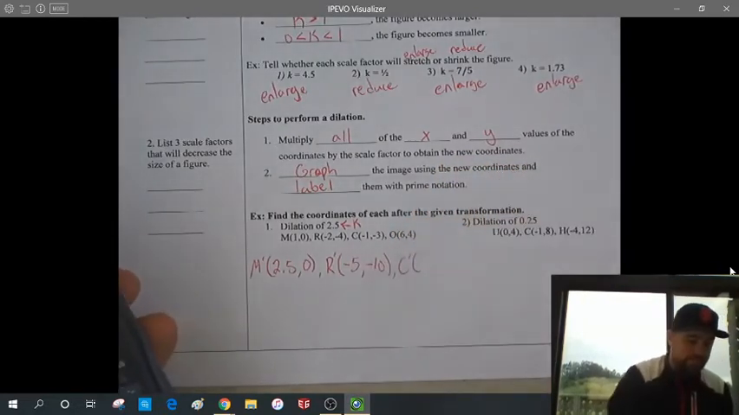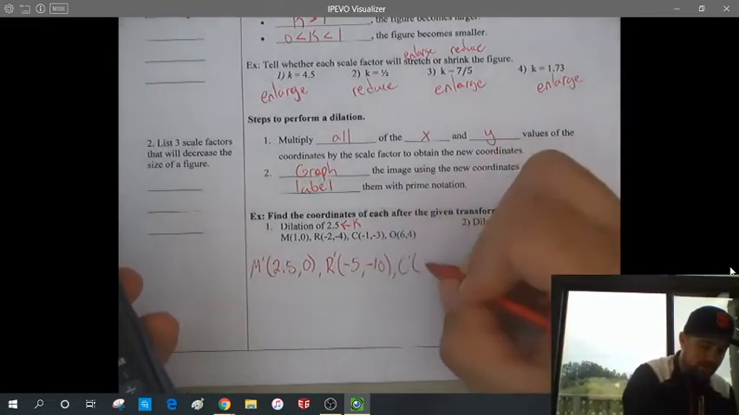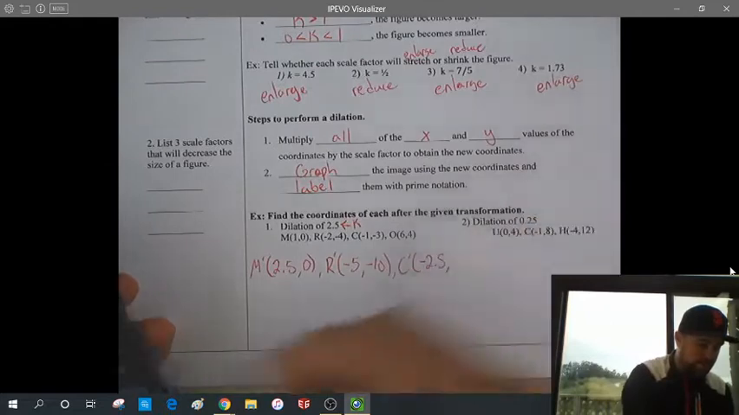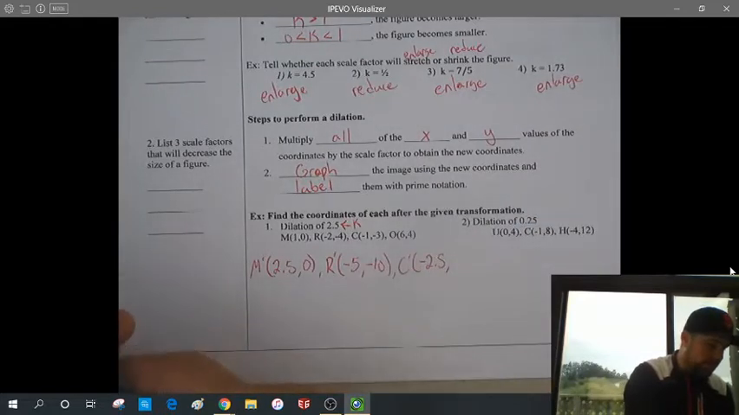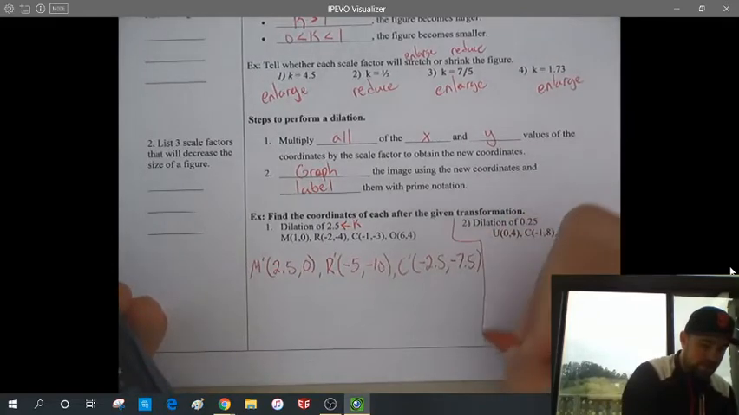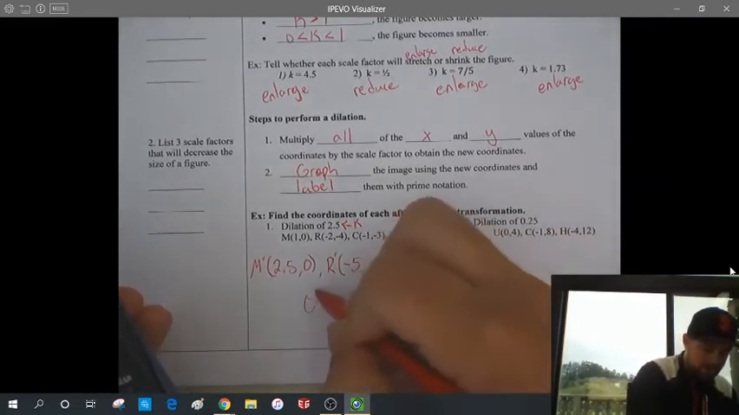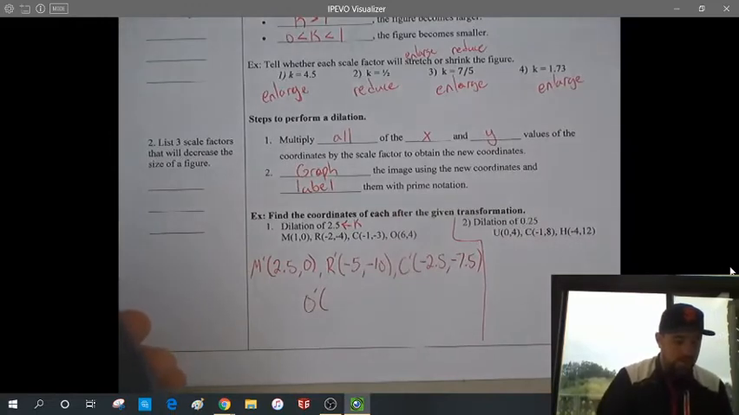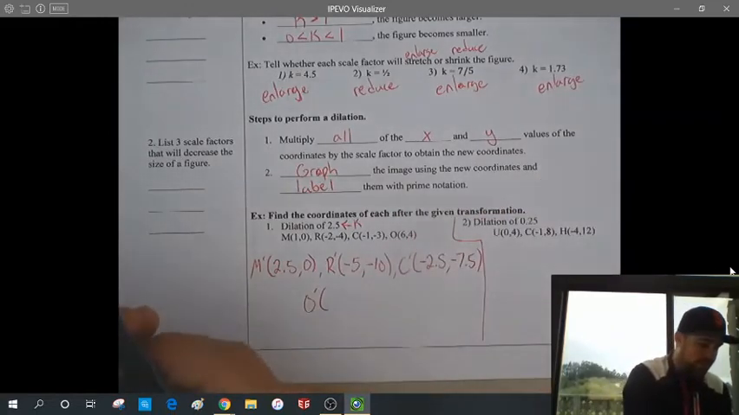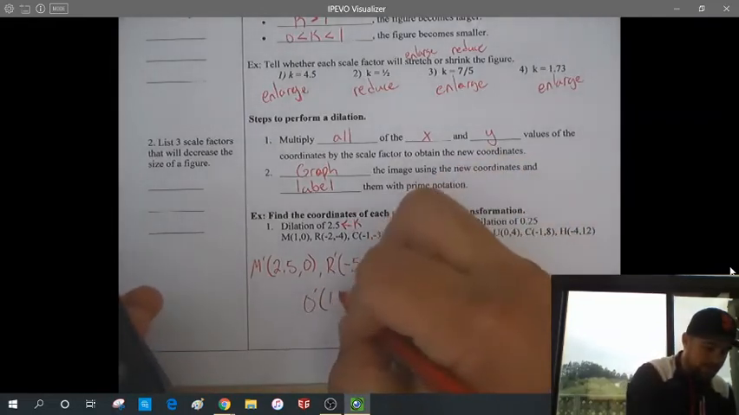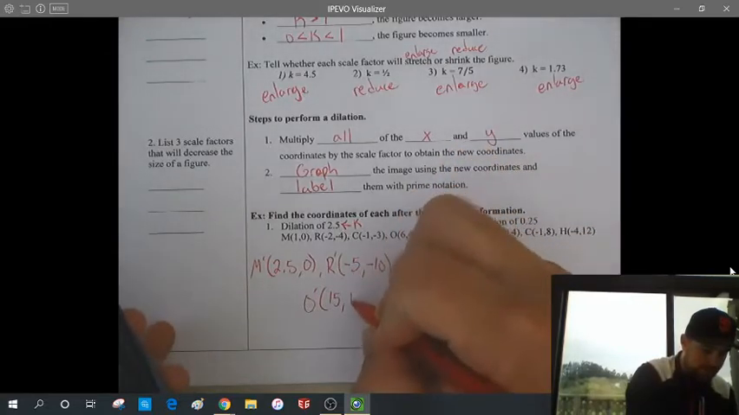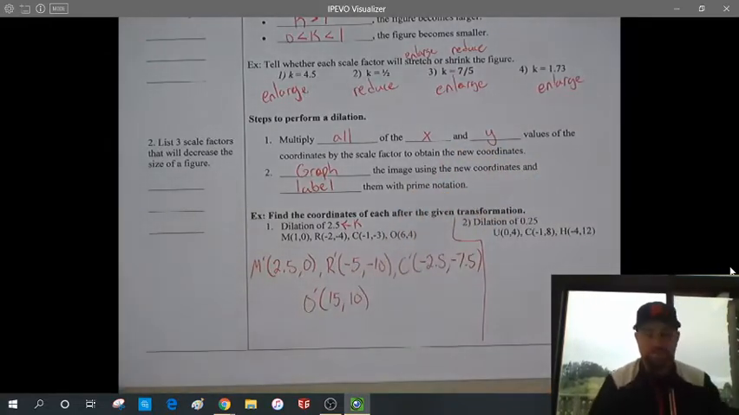C prime: negative 1 times 2.5 is negative 2.5, comma, negative 3 times 2.5 is negative 7.5. Running out of room here, so I'll go down below. O prime: 6 times 2.5 is 15, and 4 times 2.5 would give us 10.